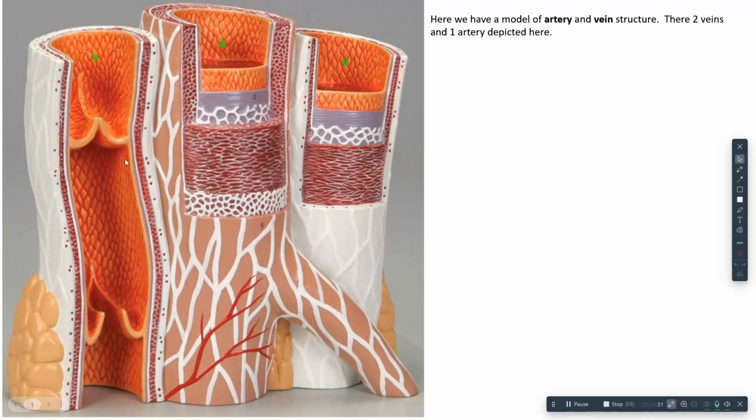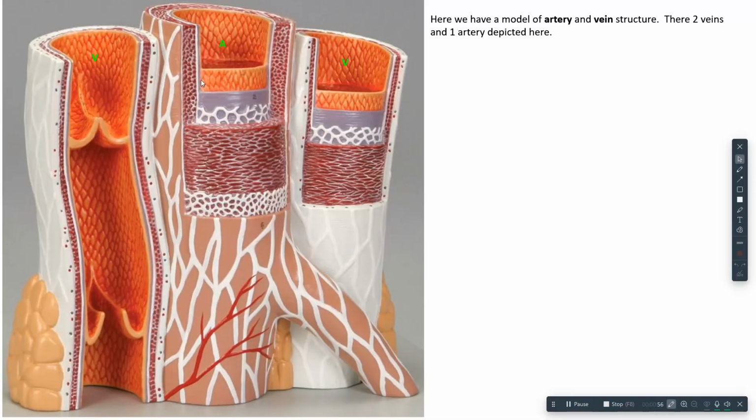The thin walls and valves are both there because of the low pressure. So low pressure means I don't need a thick wall to withstand it. But low pressure also means there will be a tendency for blood to try and flow backwards, and valves prevent that backflow. Now in this vein over here, I don't see any valves, but I can see its thin wall.